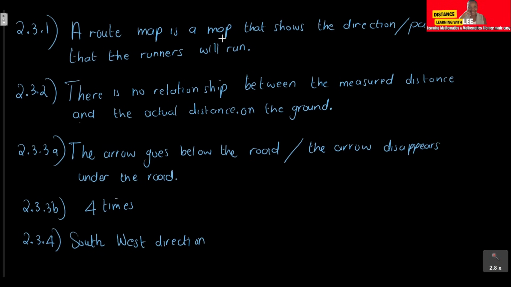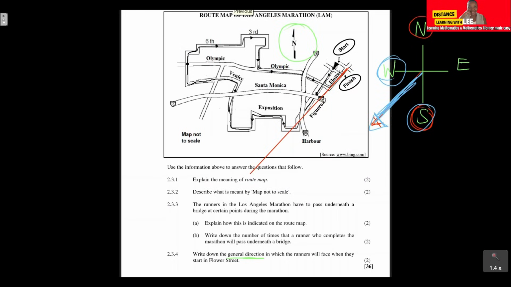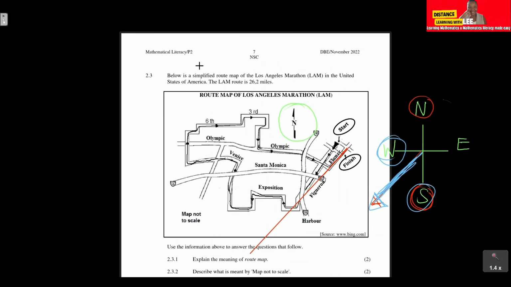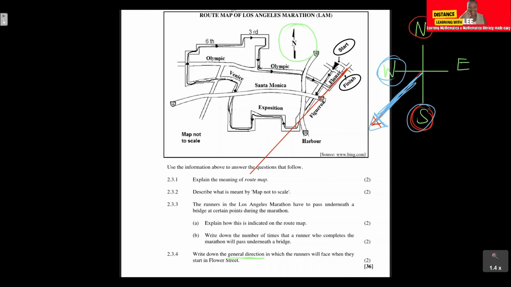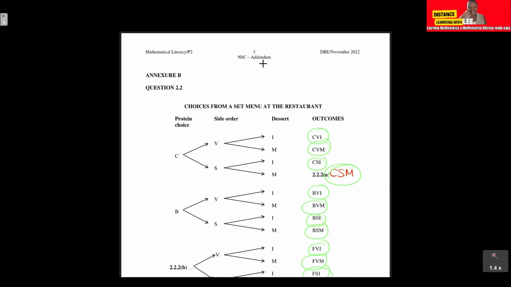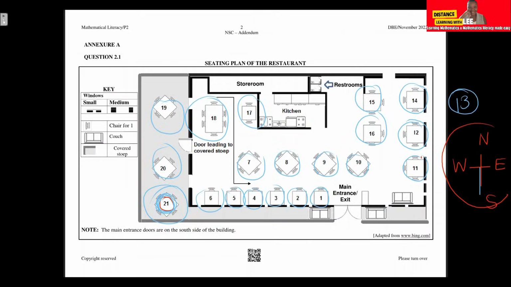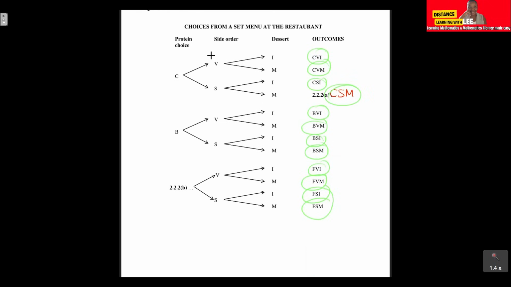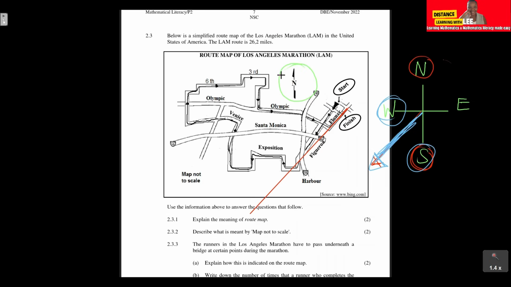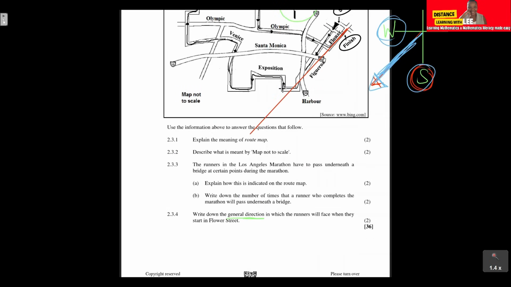All right. And guys, that is it for question 2. I hope you guys enjoyed this video tutorial, where we had a look at our floor plan, we had a look at our tree diagram and used it to calculate probability, and we also had a look at our roadmap. I hope that I made everything straightforward and easy for you guys to understand.